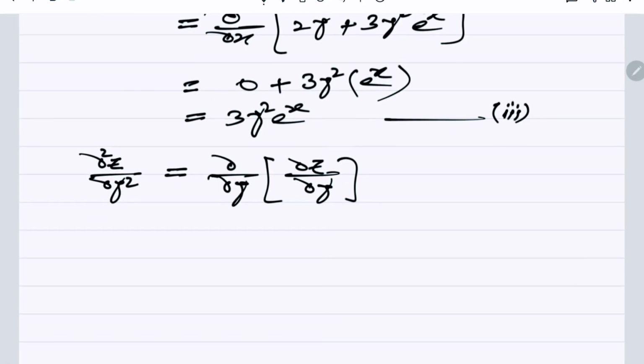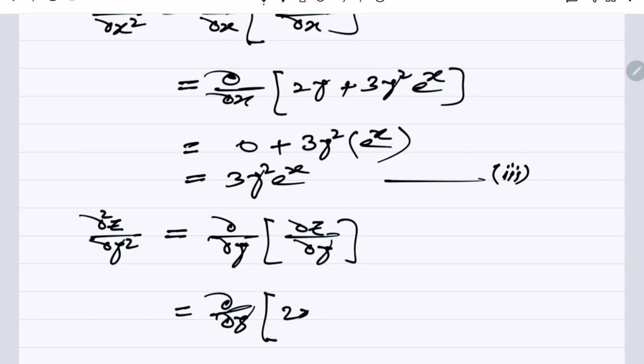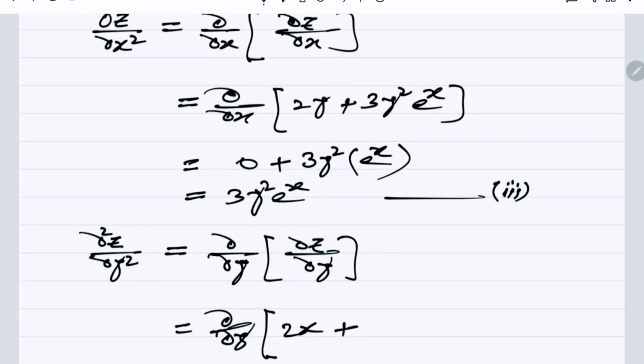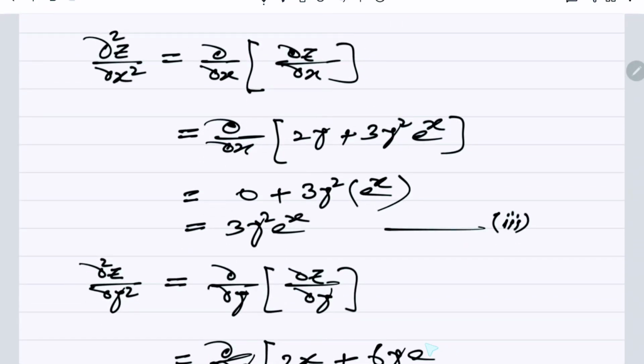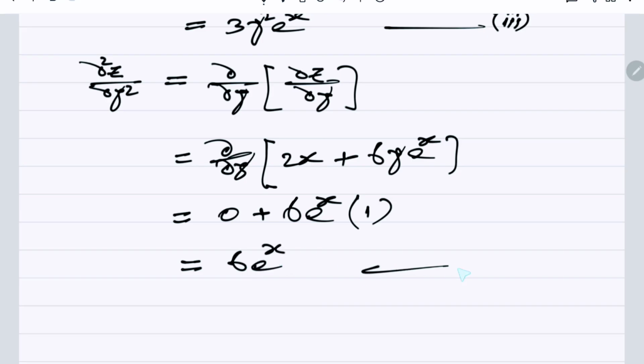Nothing but ∂/∂y, this is called the operator of differentiation, ∂/∂y. And ∂z/∂y is 2x plus 6y e raised to x. Therefore, differentiating the first term with respect to y, as it is a constant term, its derivative is 0. In the second term, the constants are 6 and e raised to x outside, and the derivative of y with respect to y is 1, and therefore we get the value as 6 into e raised to x.